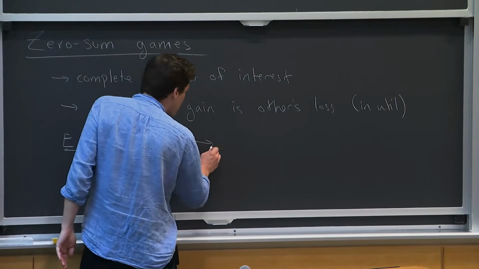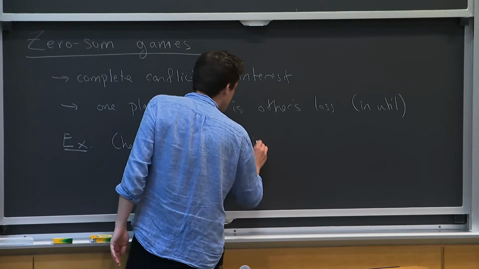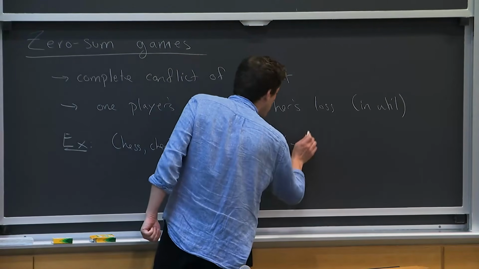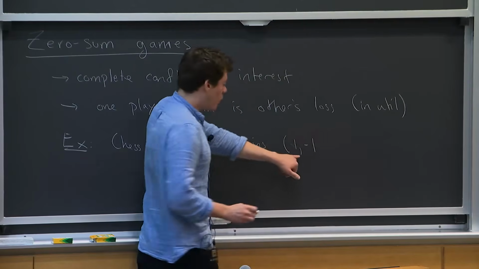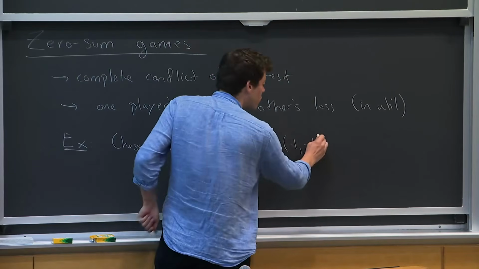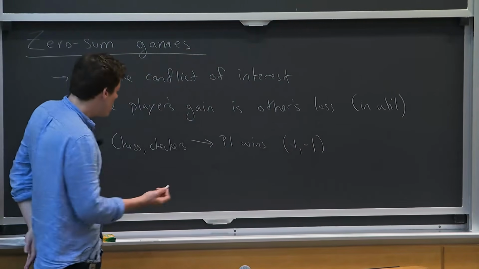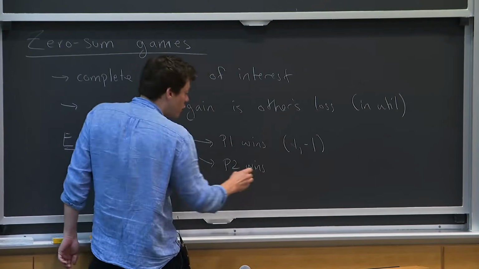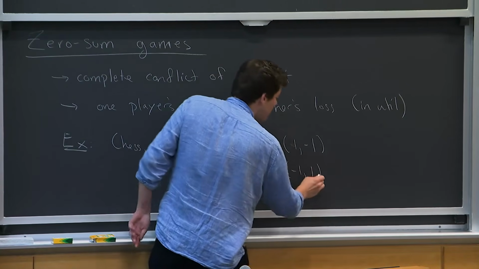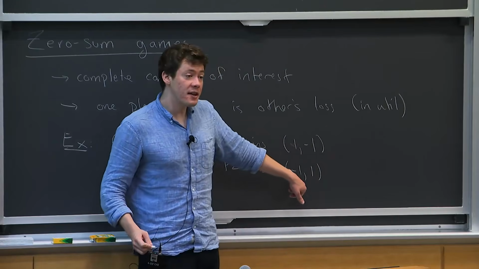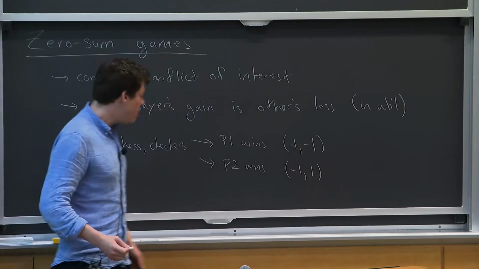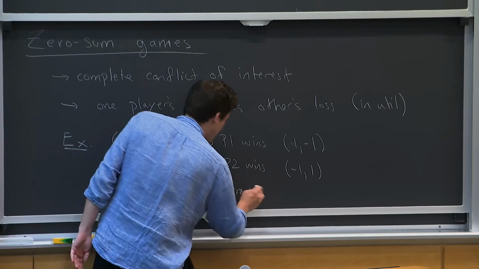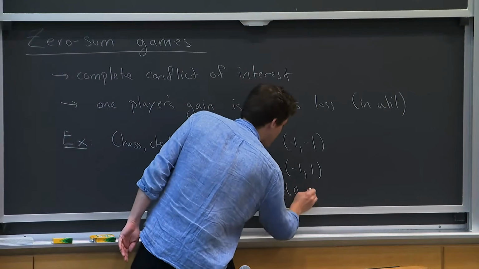Well, what are the possible outcomes? Either player one wins, and if player one wins, we'll think of the payoffs as being 1 and -1. 1 for the winner and -1 for the loser, player two. The other option is player two wins. And then, of course, the payoffs are the other way: -1 for player one who lost, and 1 for player two who won. And then the last possible outcome is a draw, a tie. And in that case, we'll say the payoffs are 0-0.